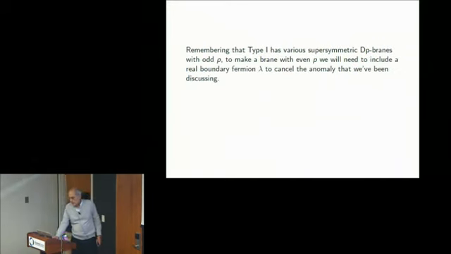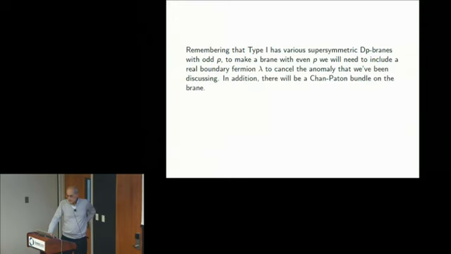Remembering that type 1 has various supersymmetric Dp branes with odd p, to make a brane with even p, we'll need to include a real boundary fermion to cancel the anomaly we've been discussing. Equivalently, since type 1 descends from type 2B, and what I just wrote is true for type 2B, it's also true for type 1. We need an odd number of real boundary fermions to cancel the anomaly. There will also be a Chan-Paton bundle on the brane.